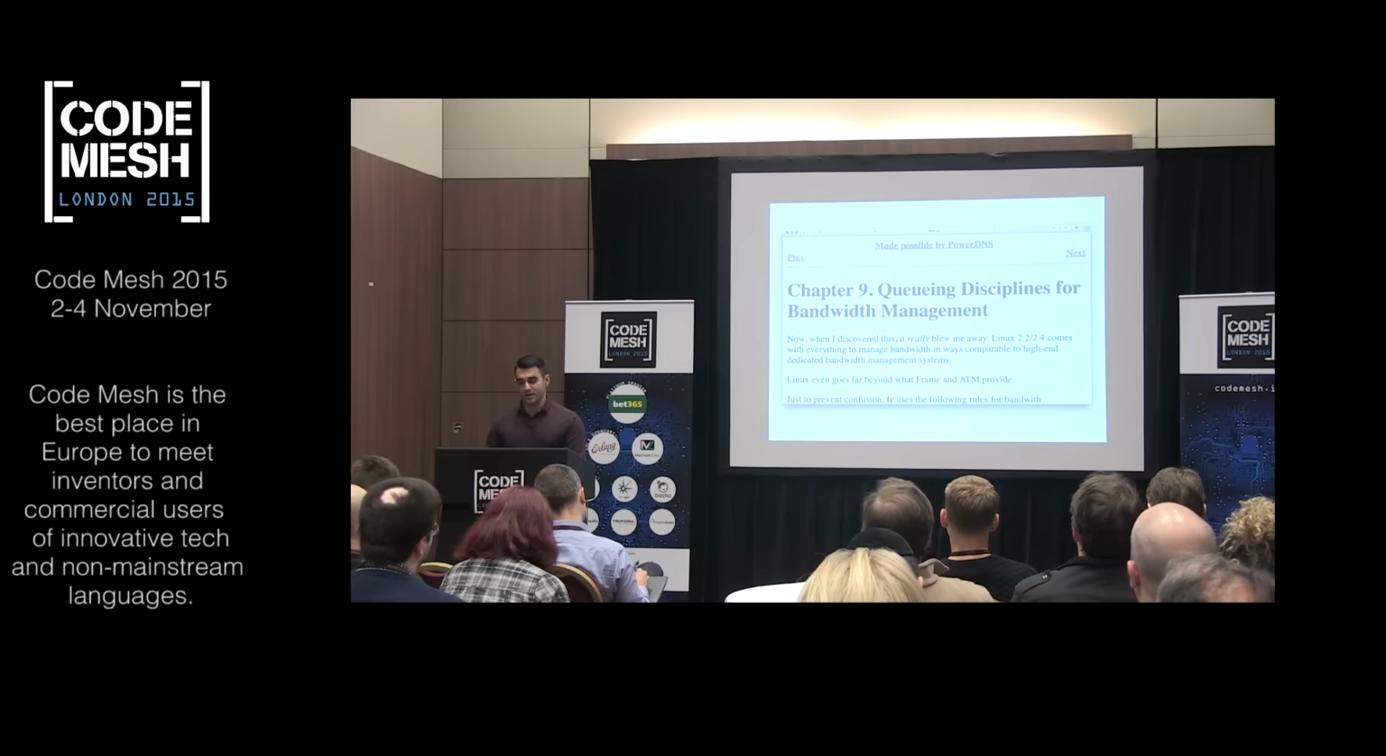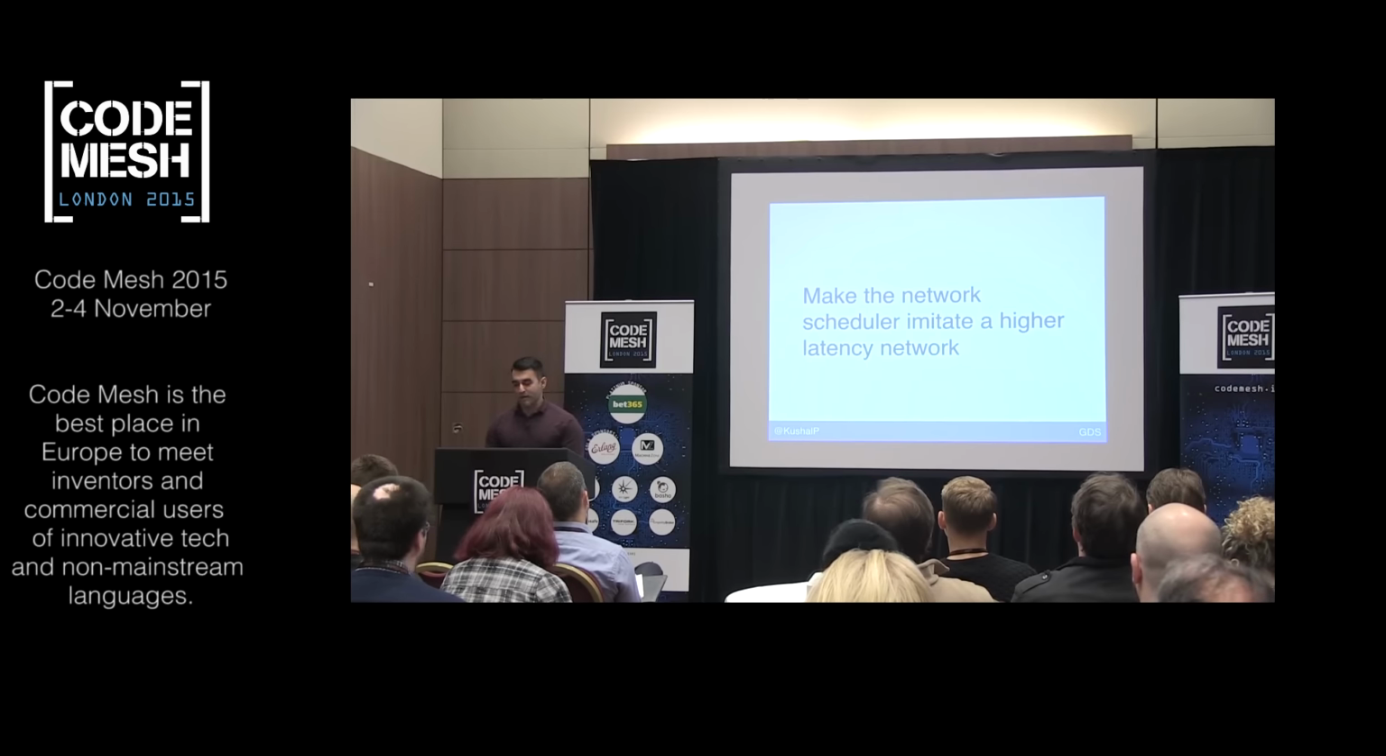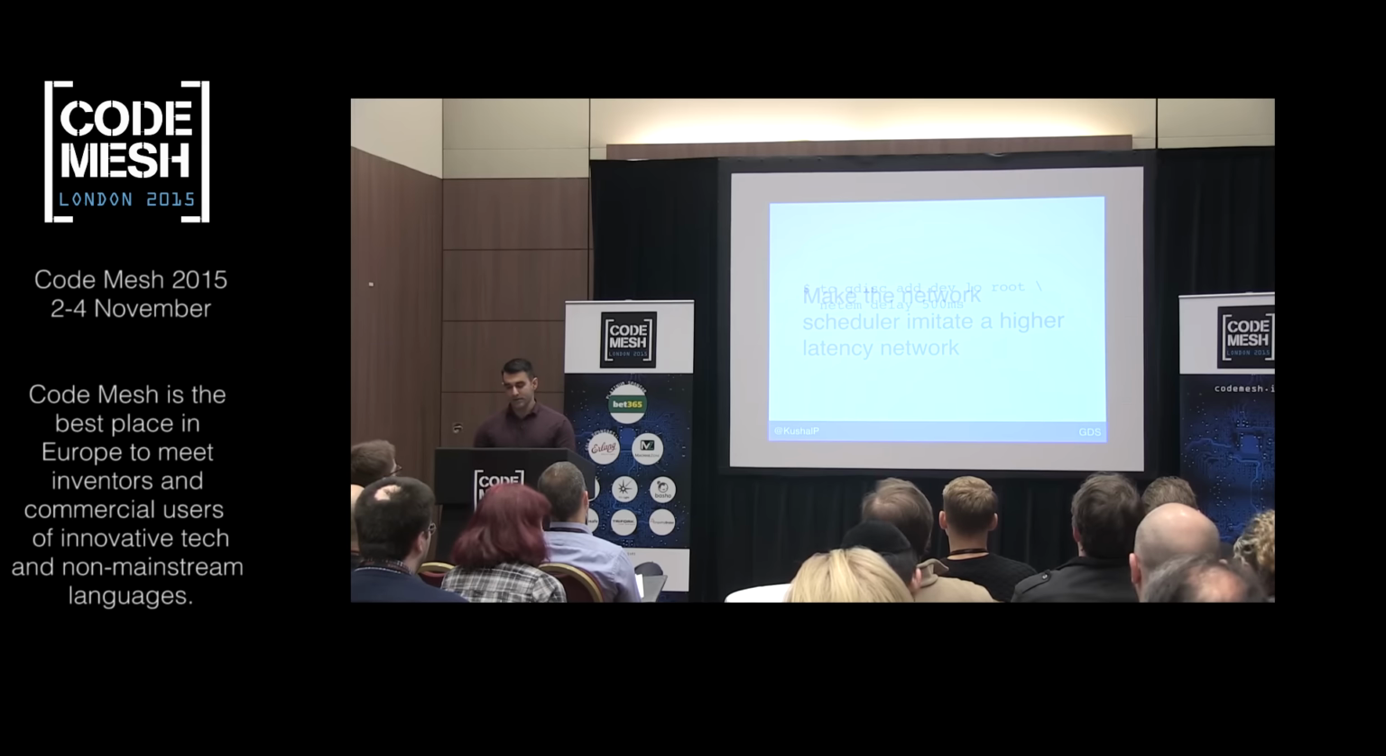So it's that same structure again. Things like IP route 2, IPsec, multicast routing, all of these are backed by a scheduler which has queues and a selection algorithm. So let's look at an example that you might want to do yourselves. You might want to make the network scheduler imitate a higher latency network, let's say a mobile phone, because you're an Android or iPhone developer, or you're doing something using mobile websites, and you want to test how your respective services respond. So there's a tool that you can use to do this.